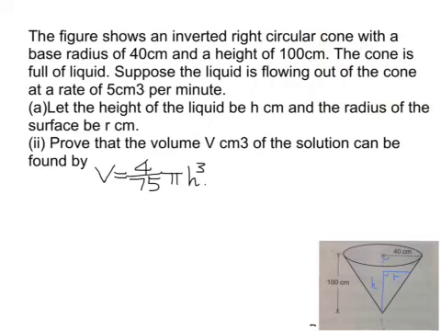Okay, now, so the second part. We want to prove that the volume of the solution, okay, the water in here, can be found by this expression, okay? Now, first of all, what is the volume of a circular cone? Well, if you still remember the formula, so V equals to 1 over 3 pi R square H in this case, okay?